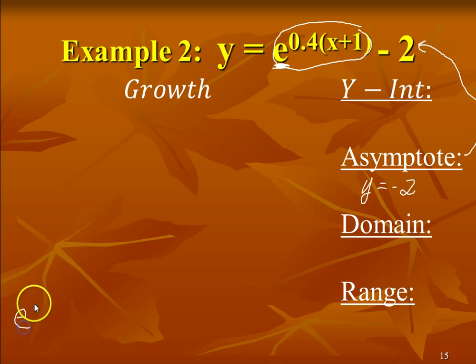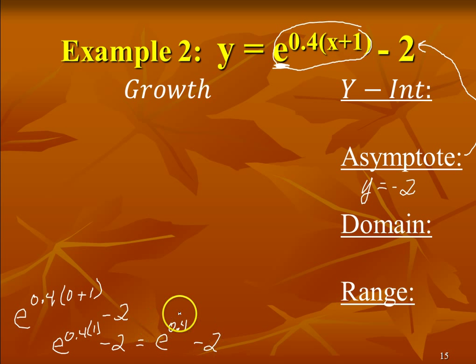Y-intercept, again, plug in 0. So I get e to the 0.4 times 0 plus 1 minus 2. Well, that gives me e to the 0.4 times 1 minus 2, because 0 plus 1 is just 1. Well, what's 0.4 times 1? 0.4 times 1 is just 0.4.